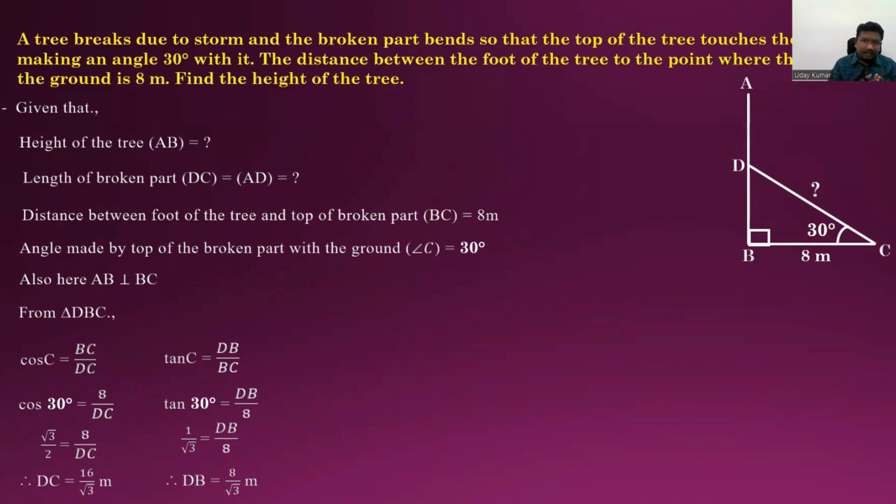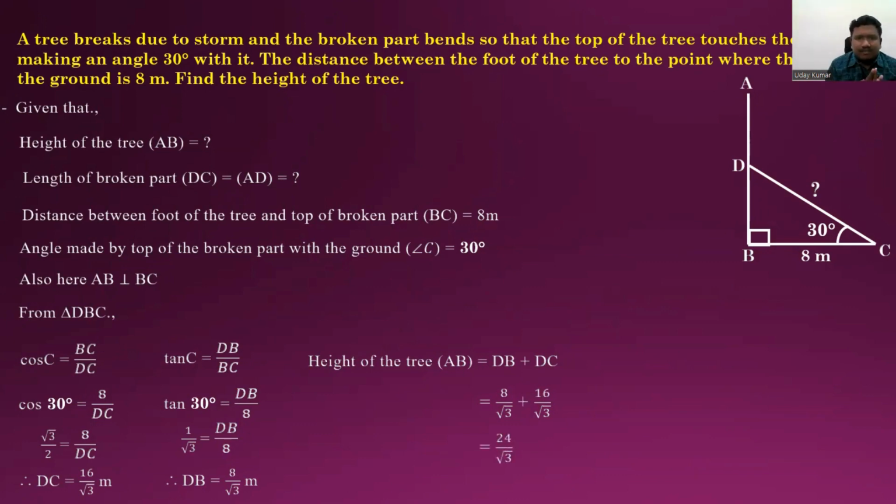Those both, if we add, that is nothing but the height of the tree, right? Let us do the same. Height of the tree AB is equal to DB plus DC. So now DC how much? DB how much? 8 by root 3, 16 by root 3. I substituted in that. Now let us simplify. Those are like fractions. 8 by root 3 plus 16 by root 3, 24 by root 3, right? So 24 by root 3.